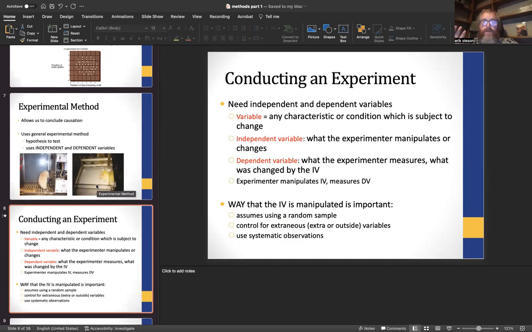So you need independent and dependent variables in an experimental design. A variable would be any characteristic or condition which is subject to change. An independent variable is what the experimenter manipulates to change, and then the dependent variable is what the experimenter measures, what was changed by the independent variable.